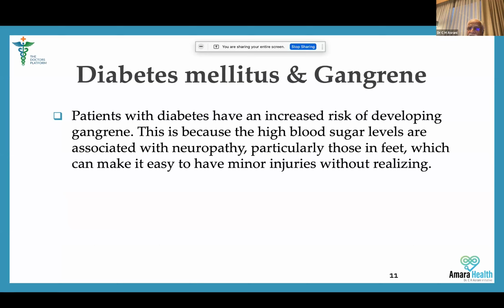Patients with diabetes have an increased risk of developing gangrene. If you divide it into two large groups, I would say trauma and diabetes. This is because high blood sugar levels are amenable to bacterial proliferation. The bacteria thrive in hyperglycemia. And because diabetes also causes neuropathy, patients cannot feel when they get hurt. That is why foot care is a very important part of diabetes management.